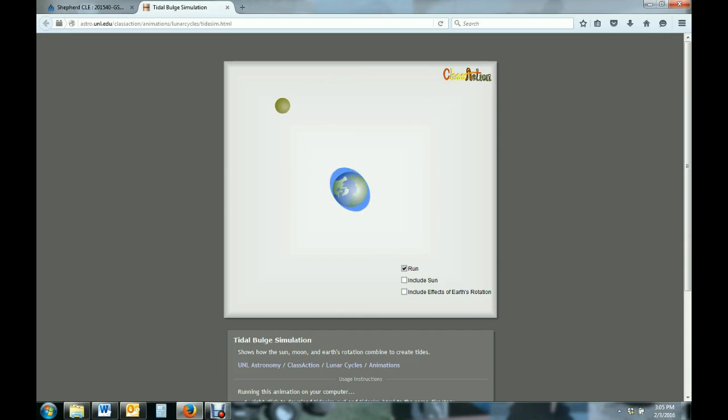Now I'm going to stop it for a minute. Right now you can see, let me start it again. You can see that the Earth is indeed rotating, but we're not including the effects of the Earth rotation. So now I will stop it. I'm going to include that and watch what happens. What I want to do is click and unclick. See how it shifts?